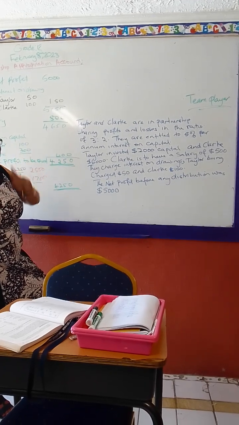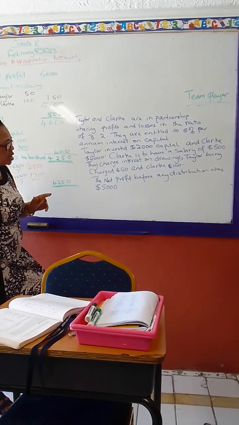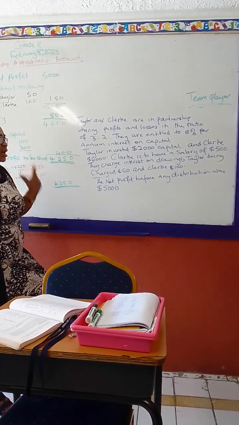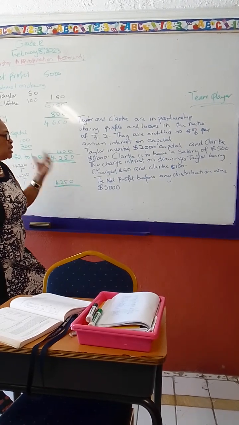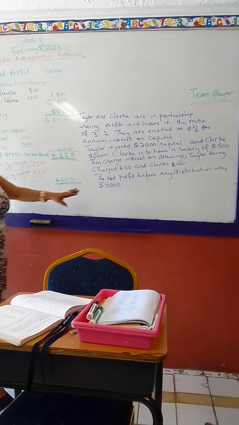Clark is to have a salary of $500. They charge interest and drawings, Taylor being charged $50 and Clark $100. The net profit before any distribution was $5,000.